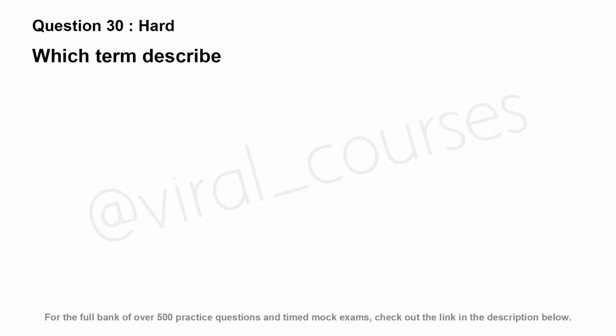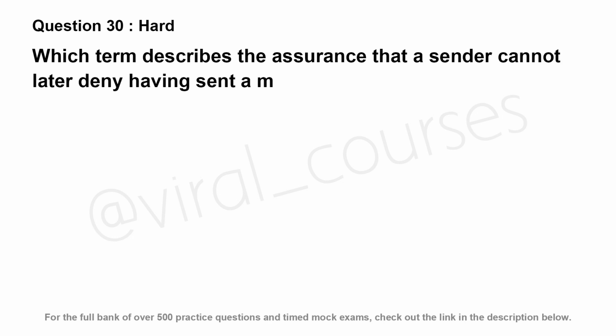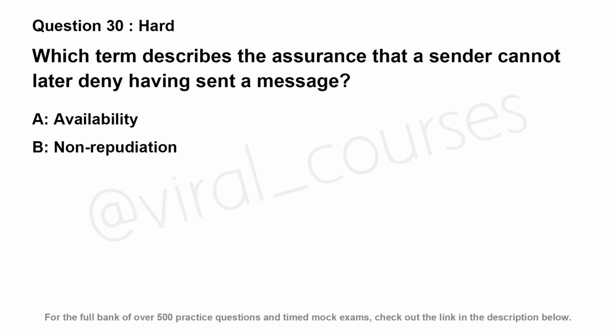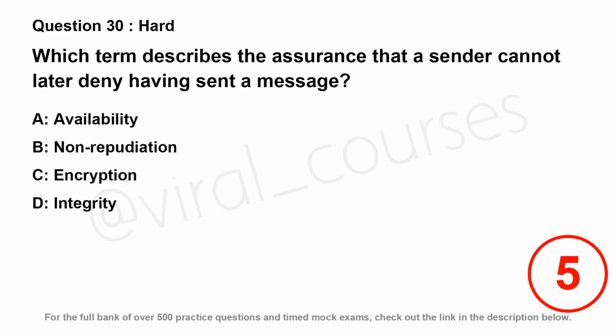Which term describes the assurance that a sender cannot later deny having sent a message? Option A. Availability. Option B. Non-repudiation. Option C. Encryption. Option D. Integrity.